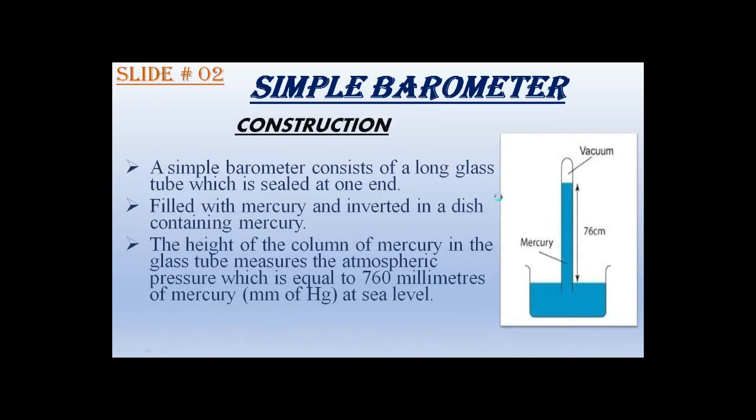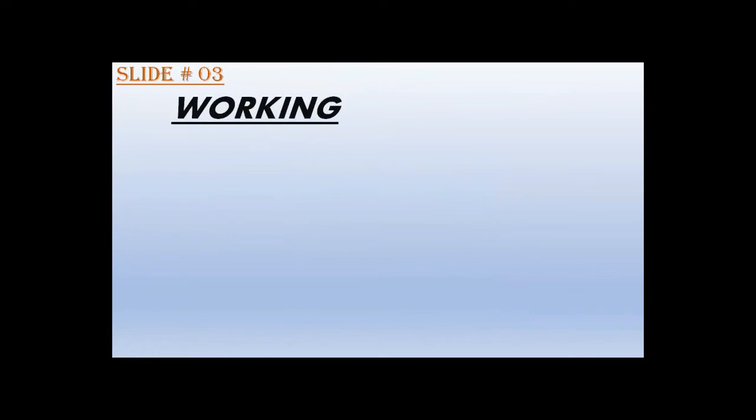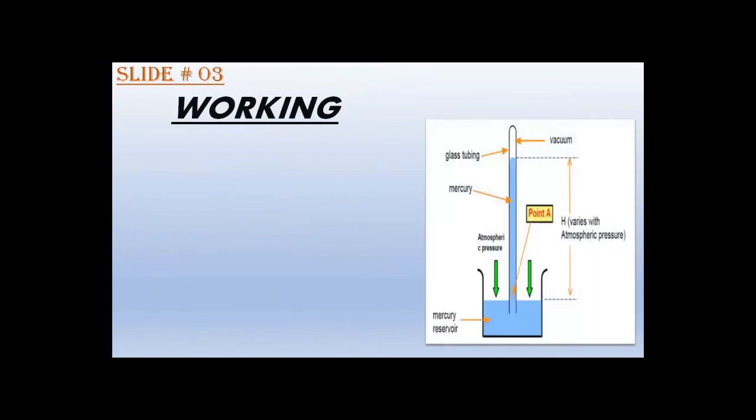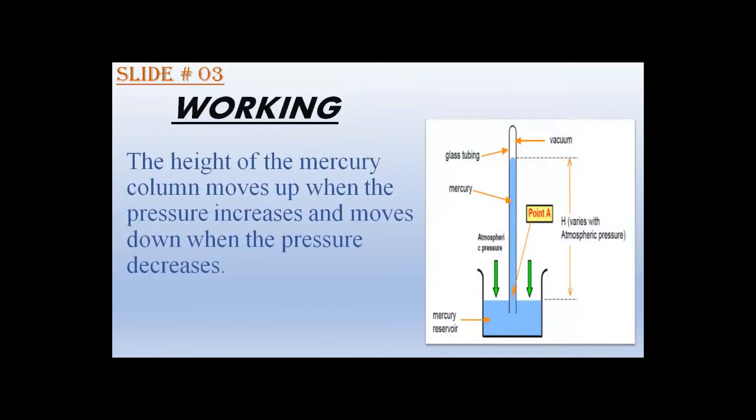In slide number 3, students, we will discuss the working, how it works. The height of the mercury column moves up when the pressure increases and moves down when the pressure decreases. First of all, when the air pressure increases, it applies pressure on the mercury which is filled inside this dish. By the help of this air pressure, the mercury goes inside the long glass tube and the column of mercury will increase.